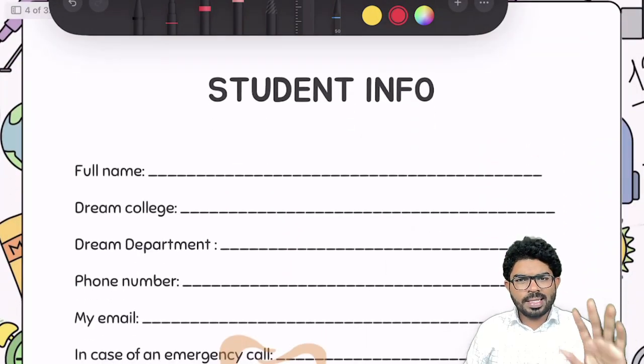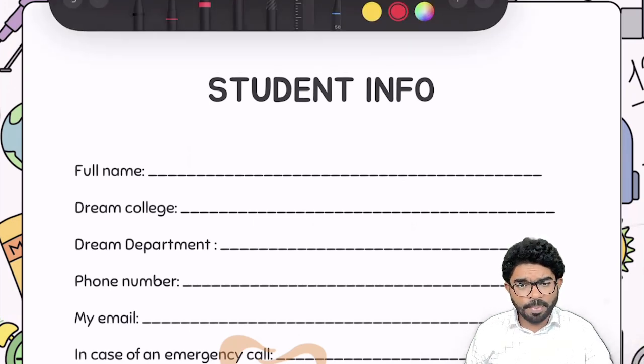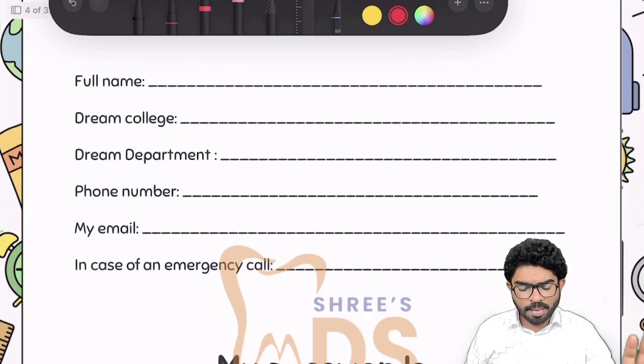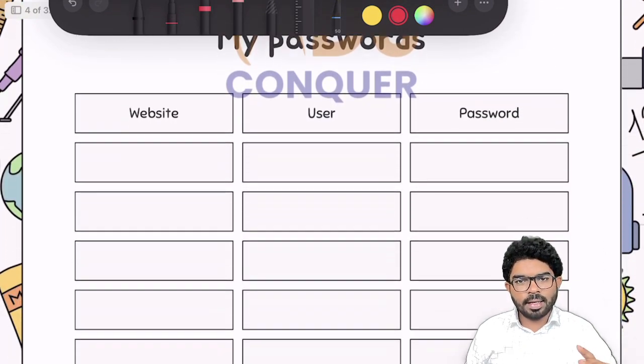So now this is a basic PDF which I'll be sharing for all of you on the group. So first, write down your name, your dream college, your dream department, your phone number, your email address, emergency contact, whatever it is, all your app usernames and passwords and everything.